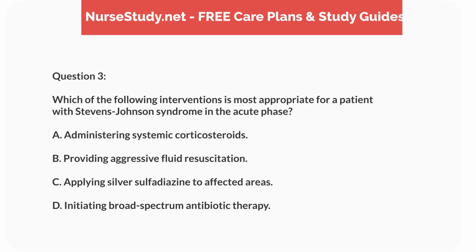Question 3. Which of the following interventions is most appropriate for a patient with Stevens-Johnson syndrome in the acute phase? A. Administering systemic corticosteroids. B. Providing aggressive fluid resuscitation. C. Applying silver sulfadiazine to affected areas. D. Initiating broad-spectrum antibiotic therapy.